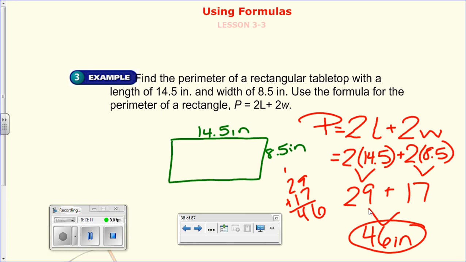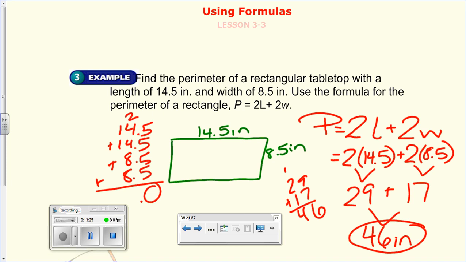And again, you could add it all together. You could do 14.5 plus 14.5 plus 8 and 5/10 plus 8 and 5/10 and add it, and you should get the same answer. So 16, 26, 2, 3, 4, 46. And again, we got the same answer either way.